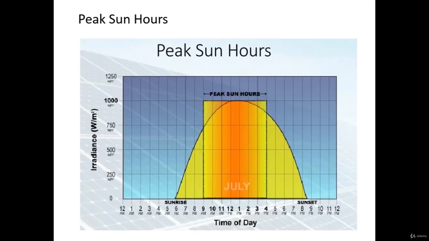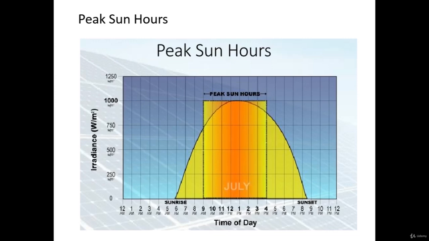Peak sun hours. The peak sun hour is very important in the design stage because we want to get the maximum radiation of the sun to get the maximum power output of the PV system. So the peak sun hour is the hours that the sun gives us a maximum radiation during the day. As you see, in the morning the radiation is low. It increases with time to the maximum at noon and goes down with sunset.